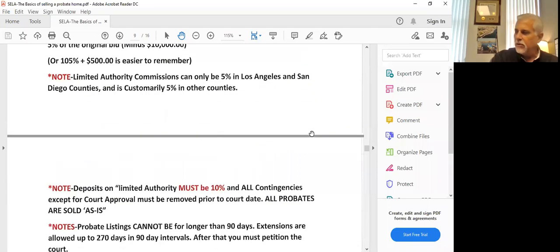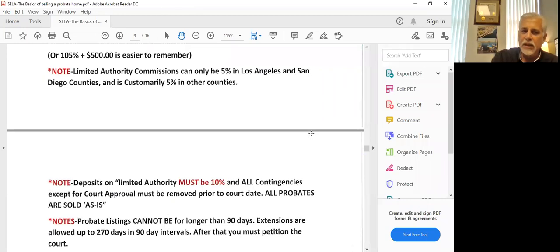Here's a note. Even though limited authority is a lot more work, and you end up going to court, they put a limit on commission of only 5% in LA and San Diego, and a standard 5% in other counties. That's kind of a bummer, because you can get 6% on full authority, but they'll only allow you 5%. So a lot of agents get caught in that.